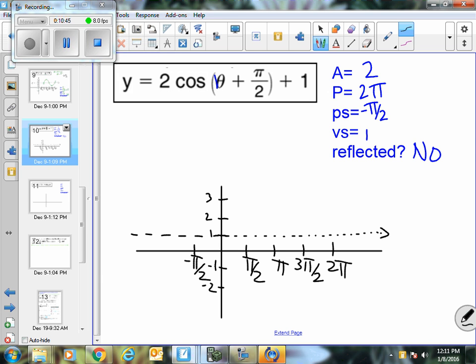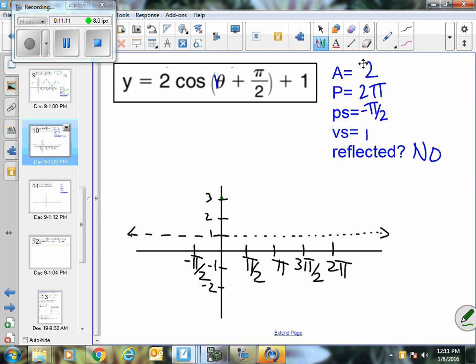Okay, so let's see if we can do this all at once. There's your new midline. So we are going to start, cosine usually starts at a maximum. It still will be a maximum because it's not reflected. So because I am starting with my vertical shift up 1, the middle would be at 1, so the maximum would be the amplitude above that, or 2 units above. So my first point, if it's not shifted left or right, would have been at 0, 3.